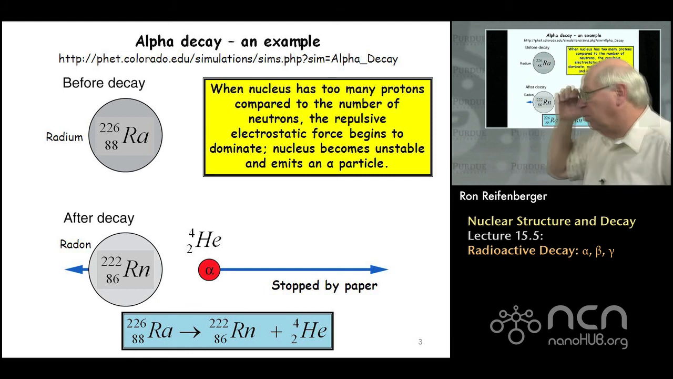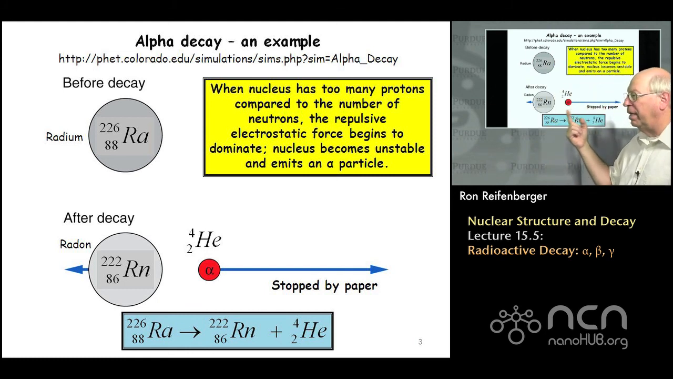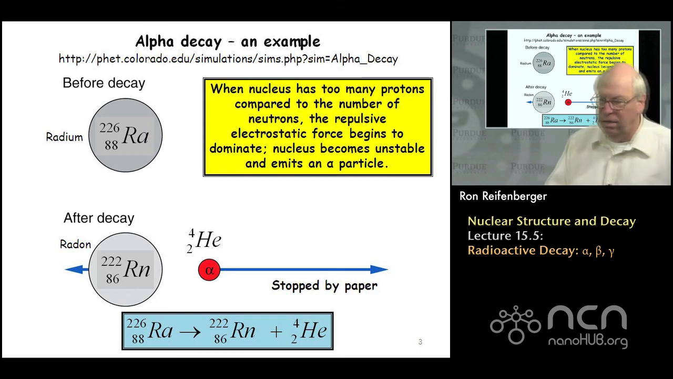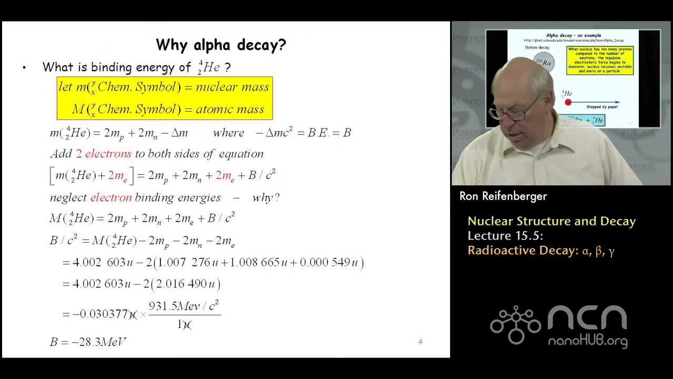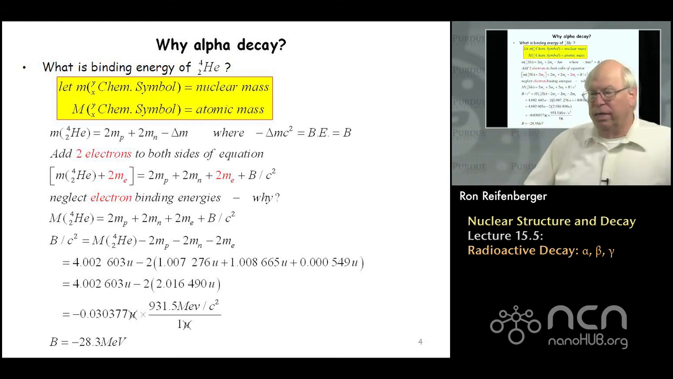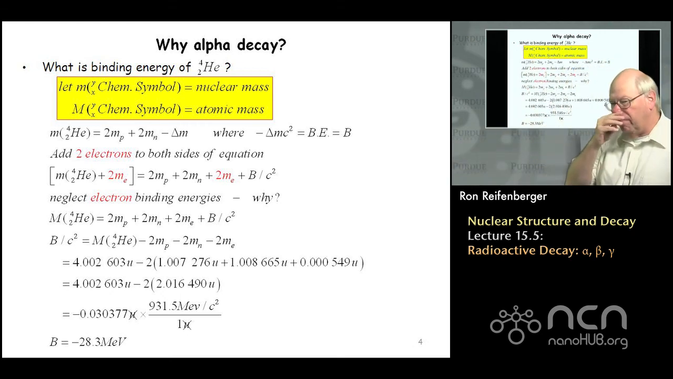It's a fair question why an element experiences this alpha particle decay, this ejection of a helium nucleus. The answer to that question is addressed in this slide, where we try to calculate the energetics of an alpha decay. To do that, I run through a binding energy calculation for the helium nucleus.